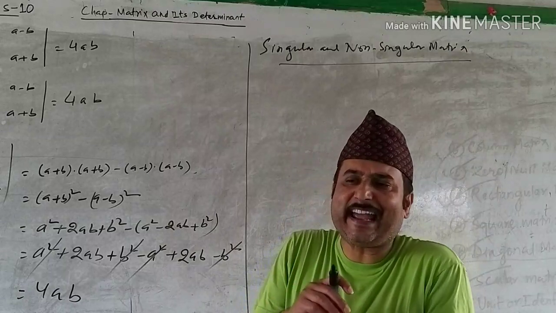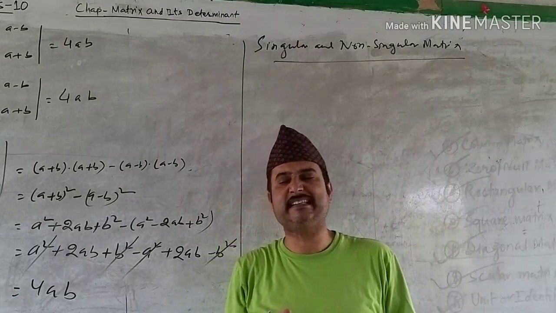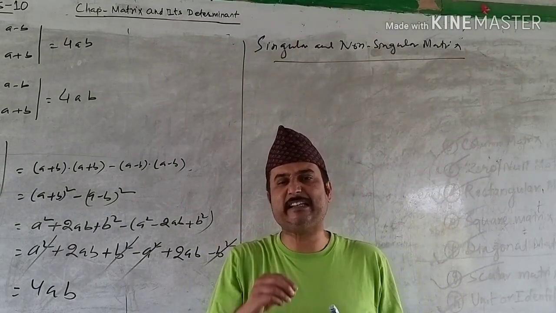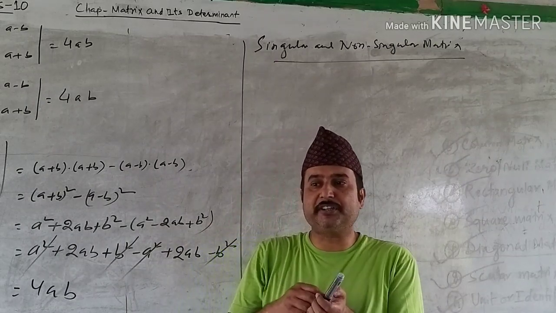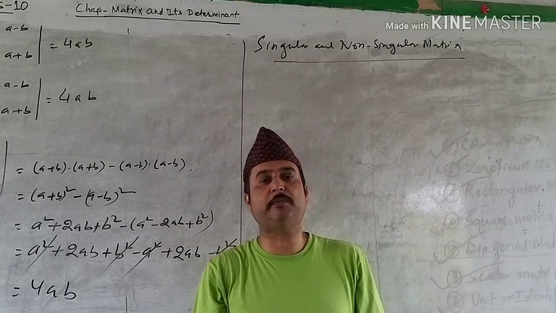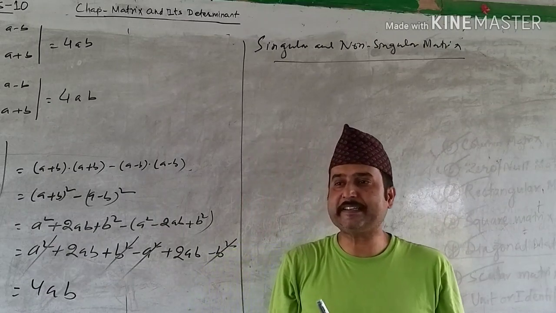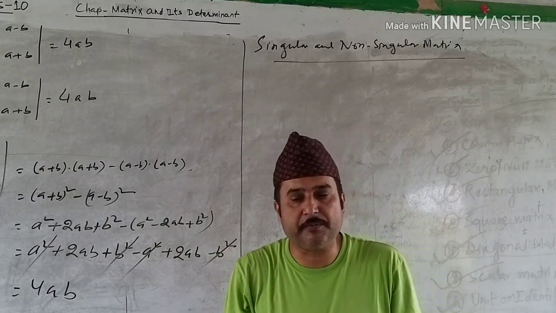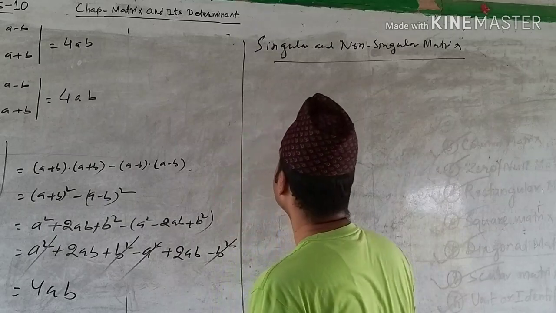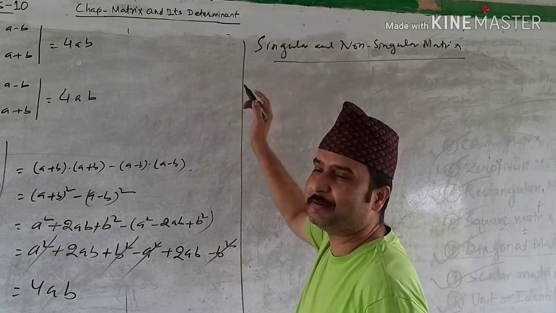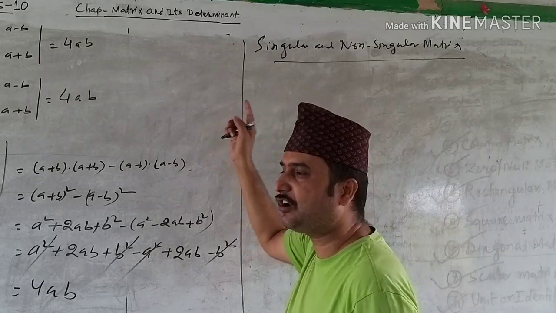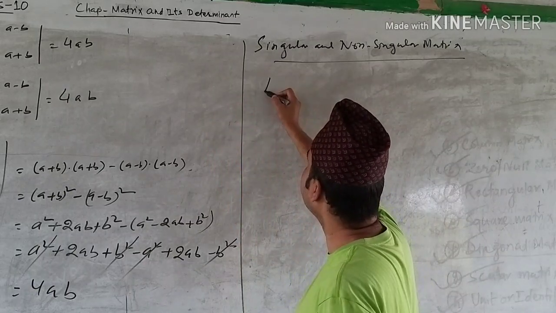This singularity and non-singularity of the given matrix is totally based on its determinant. What happens if the value of the determinant of any matrix is 0, and if the value of the determinant is not 0? So let's take an example.